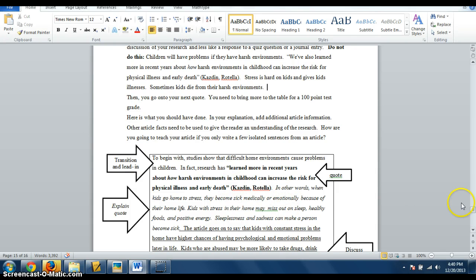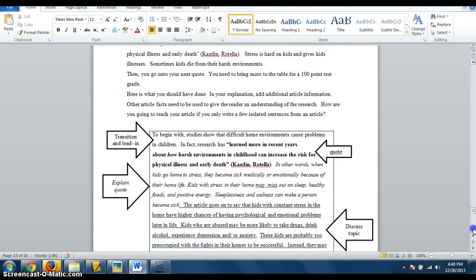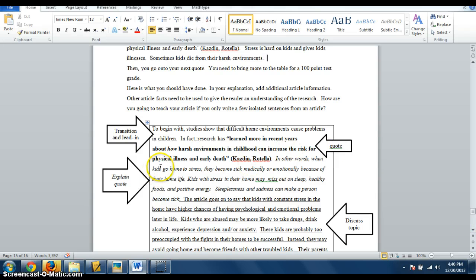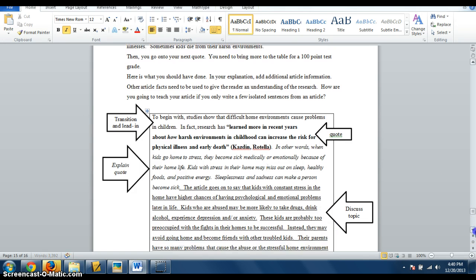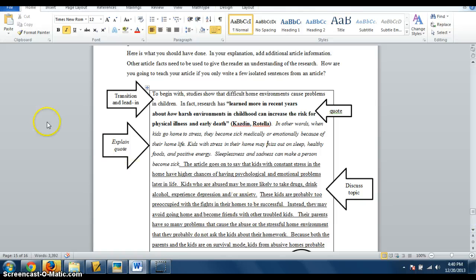Now you explain what the quote means. Just explain the quote. In other words, when kids go home to stress, they become sick medically and emotionally because of their home life. Kids with stress in their home may miss out on sleep, healthy foods and positive energy. Sleeplessness and sadness can make a person become sick. So that's when you explain your actual article. And here's where you talk about how that relates to your life. Why is it important to you? Talk about your goals. So in this case, it was a little more difficult of an assignment, but they're going to apply that to the real life.